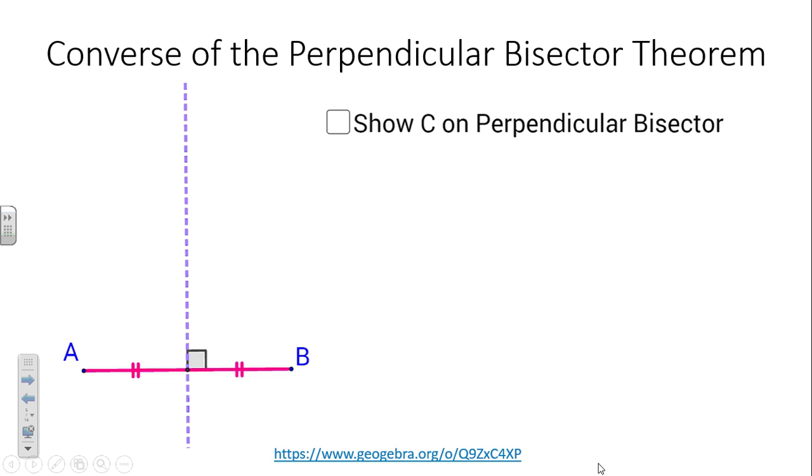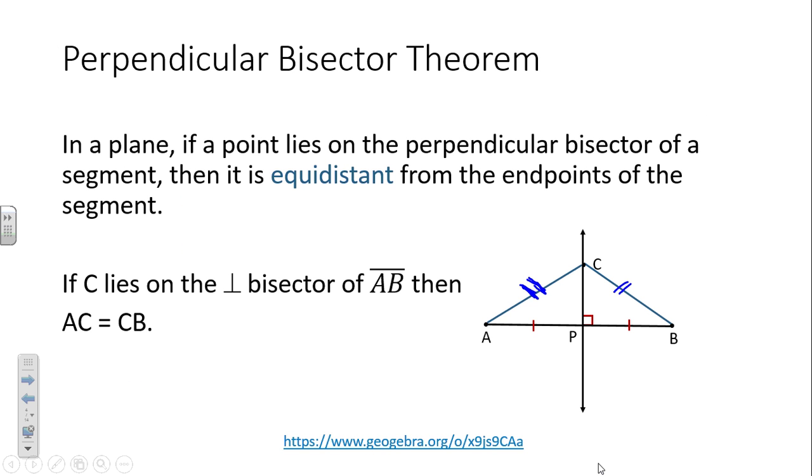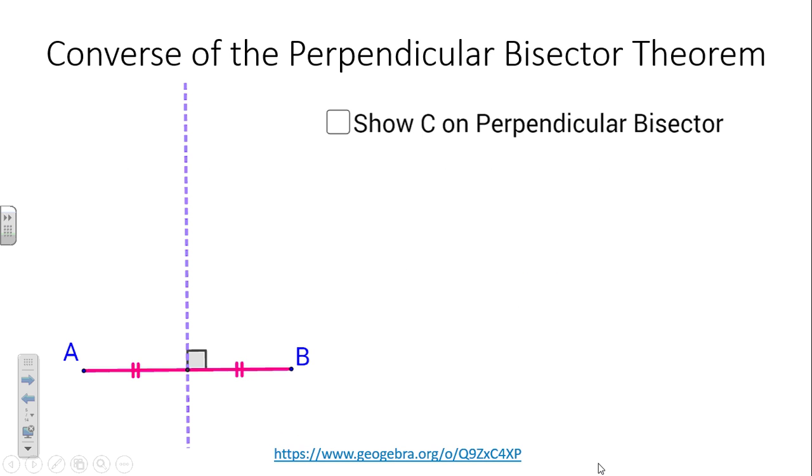So, converse of the perpendicular bisector theorem. What did the converse do? We had a conditional statement. It flipped them. It switched them. Okay? Change the order. So, if something is equidistant from the endpoints of the segment, then it has to be on the perpendicular bisector, right? We just switch our if and then around. So that's what's going on here. Let's show it.